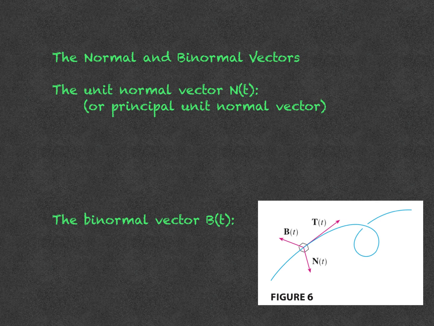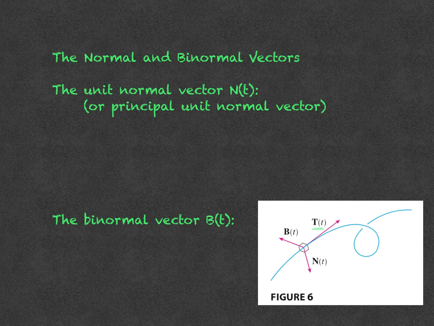At any given point on the smooth space curve r of t, you can see the curve here in blue. There are many vectors orthogonal to the unit tangent vector T of t. Here's our vector right here, our unit tangent vector T. We're going to pull out 1 because the length of this unit tangent vector is 1 by definition of a unit tangent vector. So T prime of t is orthogonal to T. Typically, T prime is not a unit vector.